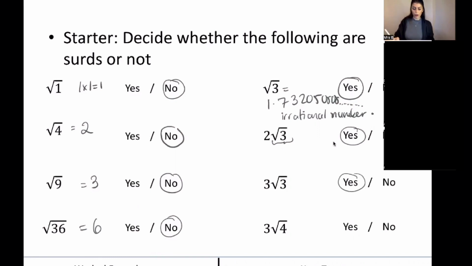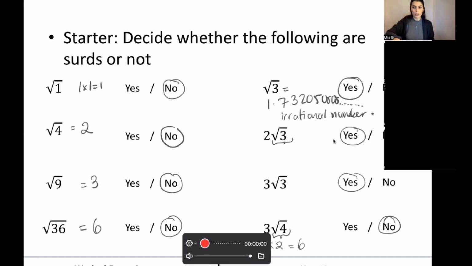But 3 root 4, well, you've got to look at this and think, I know what the square root of 4 is. It's 2. So this means you have to do 3 times 2 to get 6. So this isn't a surd. If it was left in square root form, then you'd call it a surd. Okay, so if you've got any questions at all, just write it in the chat and I'll keep checking as we go through.